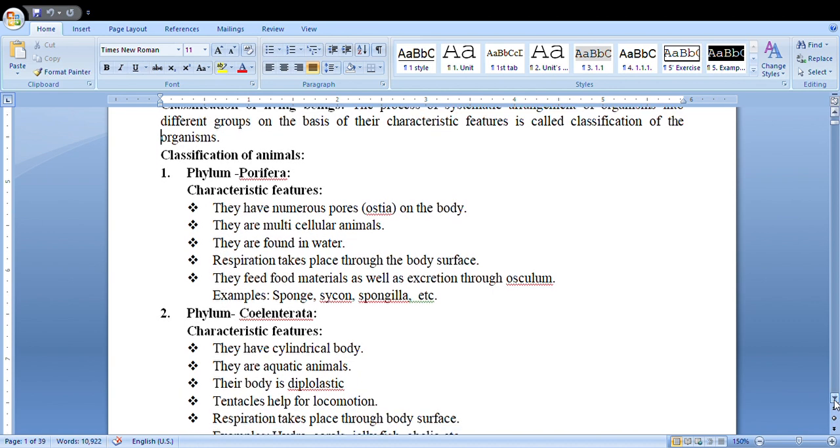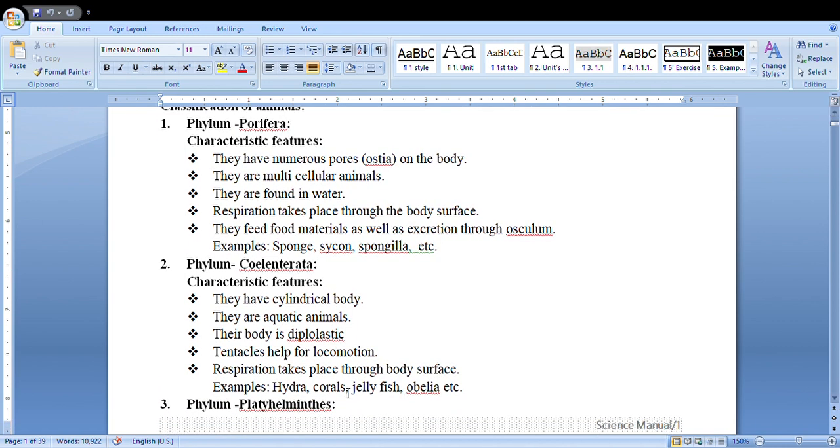Tentacles help for locomotion. They have tentacles, finger-like projections on their body, and these help for locomotion. Respiration takes place through the body surface. Some examples of Coelenterata are hydra, coral, jellyfish, obelia, etc.